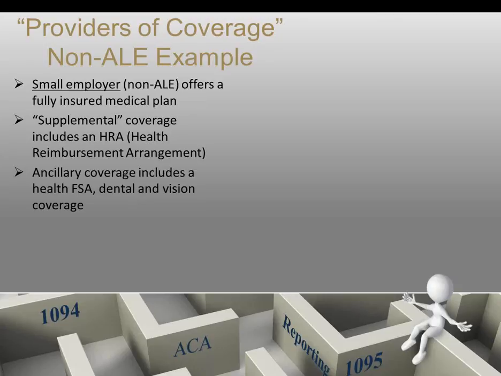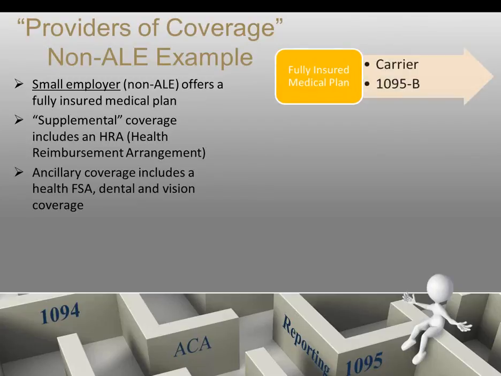With these new instructions, it is now pointing towards any provider of coverage, which would now point to the HRA as well. So under the fully insured medical plan for this small employer, the carrier, because they are the provider of coverage for those covered under the fully insured medical plan, is responsible. They're going to report that under 1095B. They're also going to file a transmittal through 1094B.